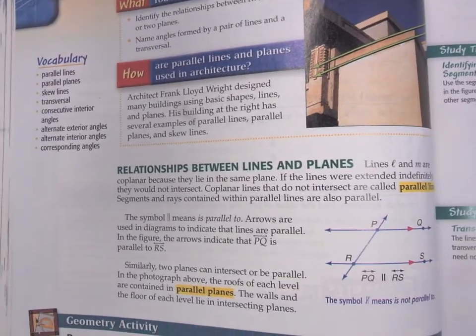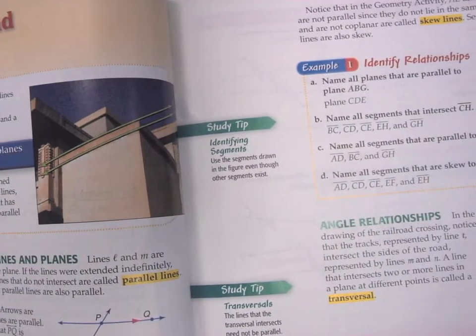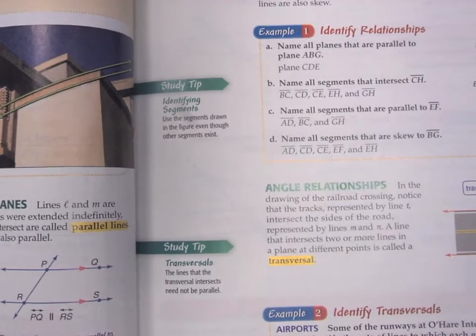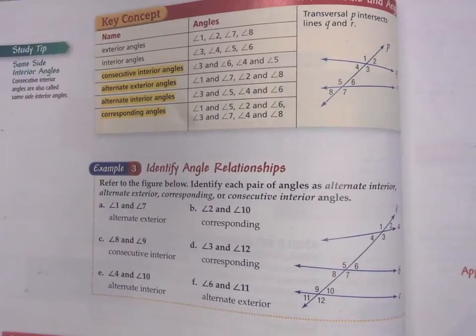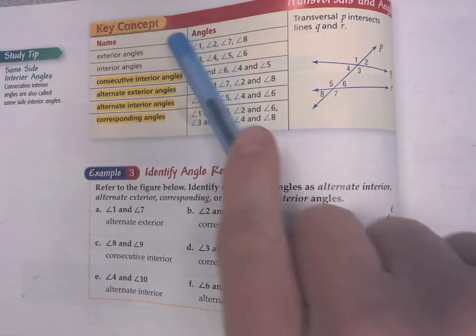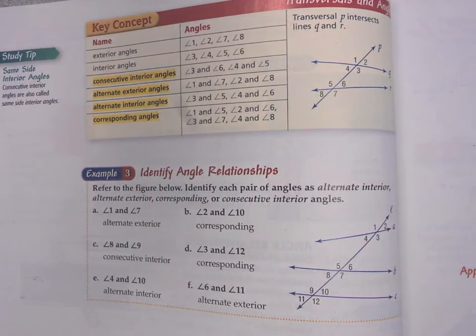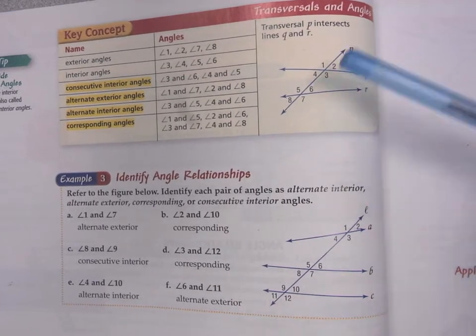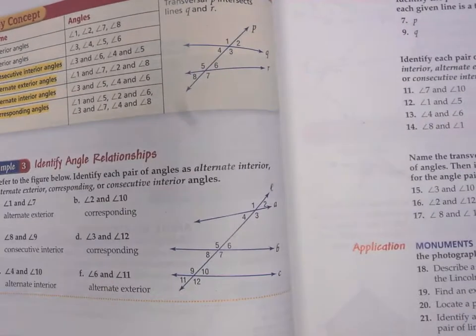It's got some good definitions in here for you, like this one of a transversal we're going to talk about, and it has names of different kinds of angles which we're going to talk about. So this is on page 128. This is a pretty good diagram, key concept that you can write down in your notes or something that you might want to remember.